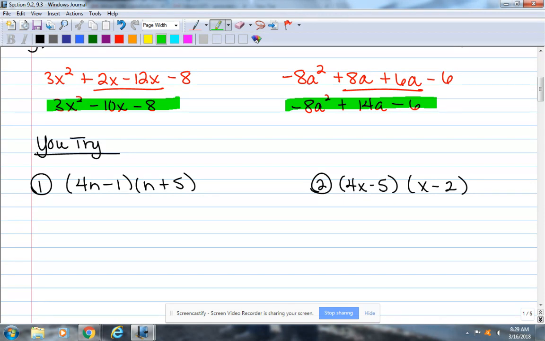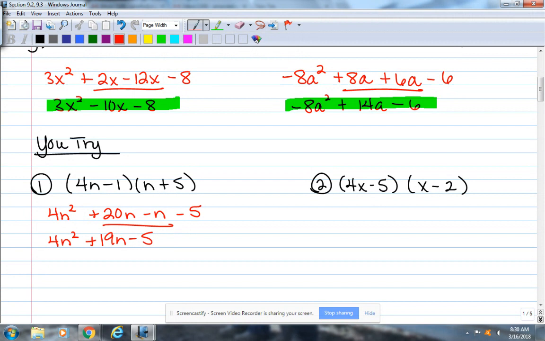All right. So what did you multiply first on number 1, guys? 4n times n is what? And then 4n times 5 is what? 20n. And what's negative 1 times n? And what is negative 1 times 5? And what's the last thing you did? Combine your n's. What is 20n minus n? So raise your hand if you got 4n squared plus 19n minus 5 for the number 1.